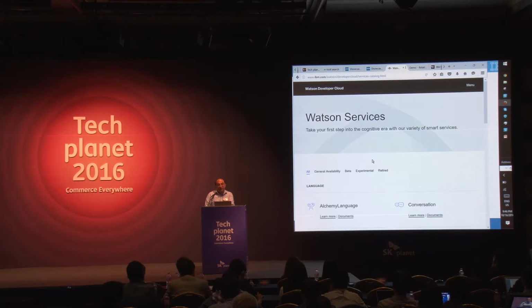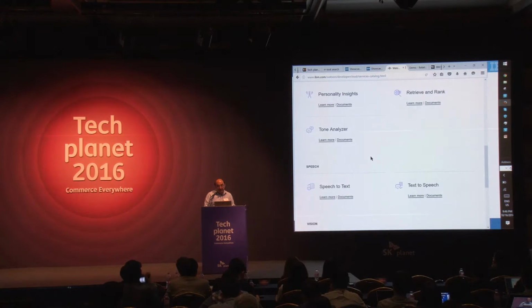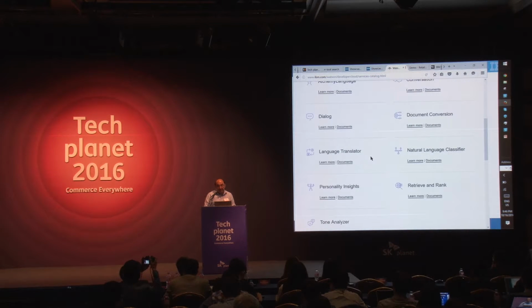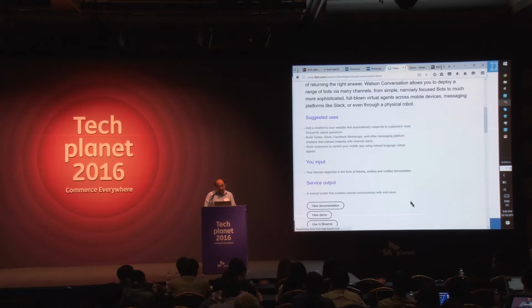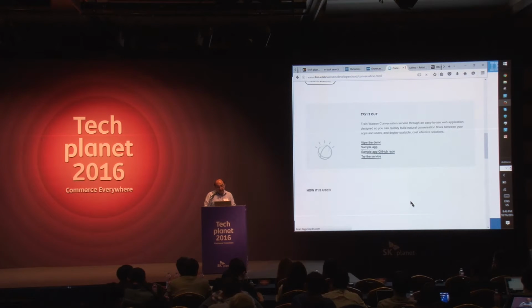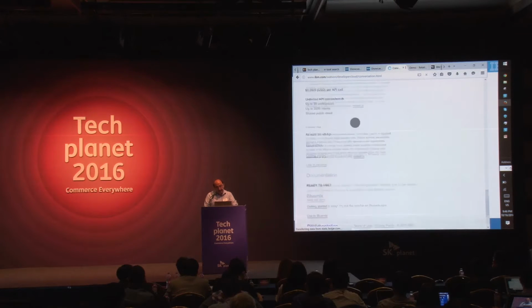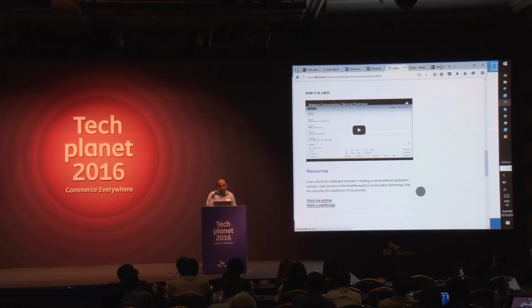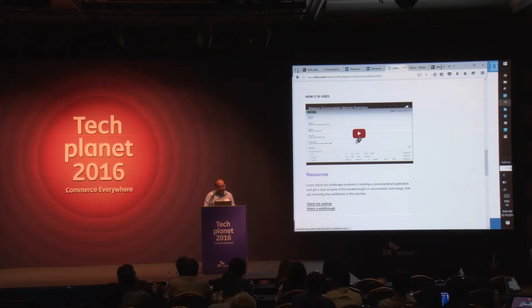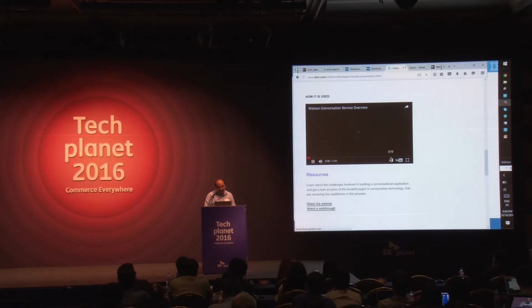So if you go to Watson Developer Cloud, which is the Watson services, you see all our APIs. We have a lot of them. But now I'm going to focus on the conversation one. And if I go to the bottom of this page, with the low resolution, you know, the screens have to scroll a lot. So I will play it here.